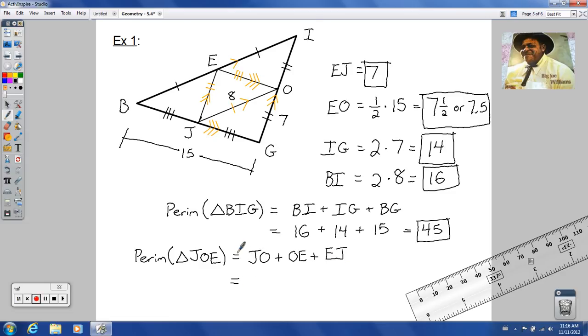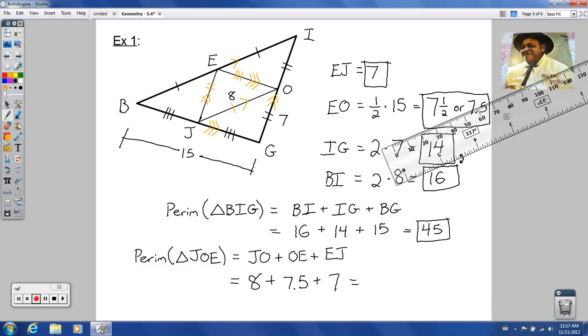What's JO? JO was 8, that's clear from the picture. OE, or EO, we figured that out, was 7.5. We'll use the decimal one here. And EJ was from here. We knew that this and this matched up. We knew that that was 7 right there. So we have 7. We add those three numbers together, and 15.5 plus 7 would be 22.5.